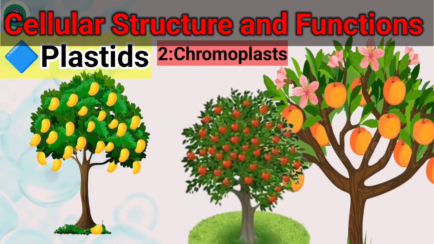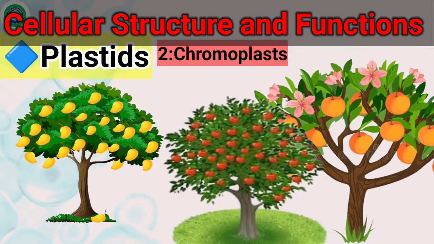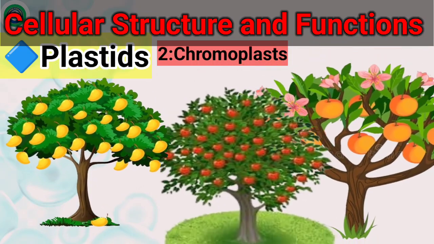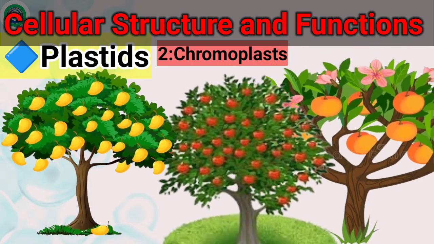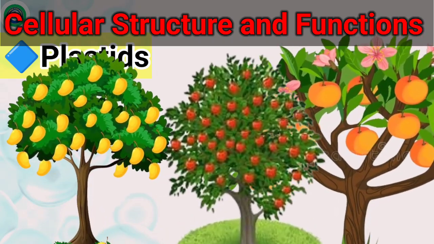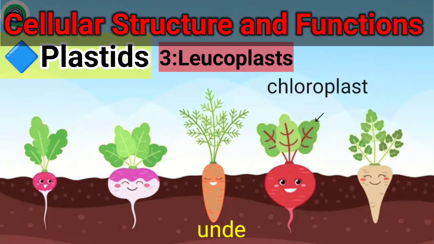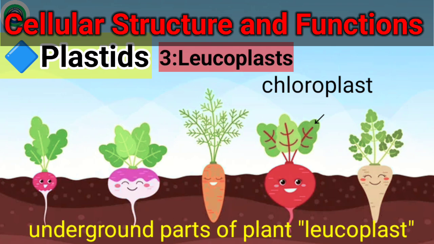The second type of plastid in plant cells is chromoplasts. They contain pigments associated with bright colors and are present in the cells of flowering plants and fruits. Leucoplasts are the third type of plastid. They are colorless and store starch, proteins, and lipids. They are present in the cells of those plants where food is stored.